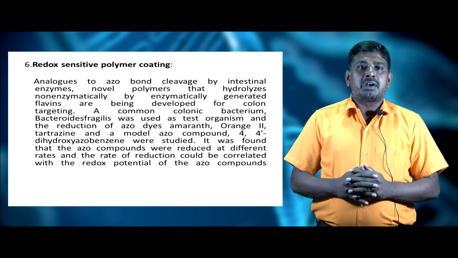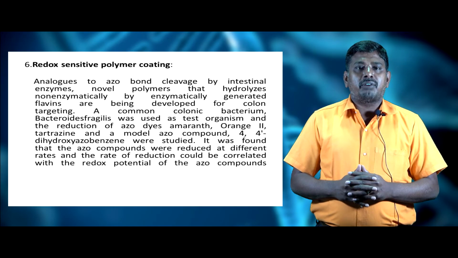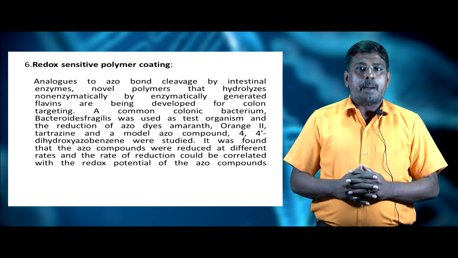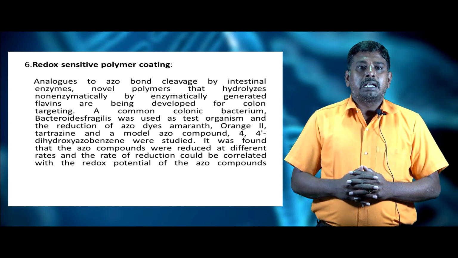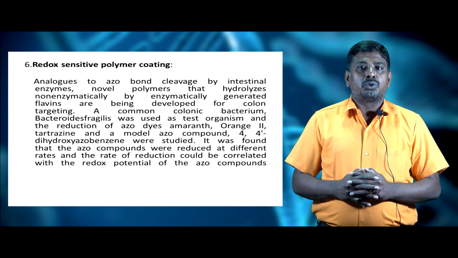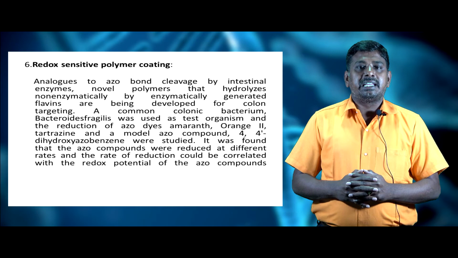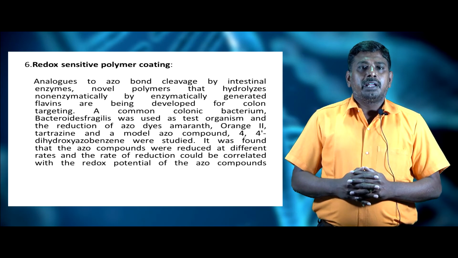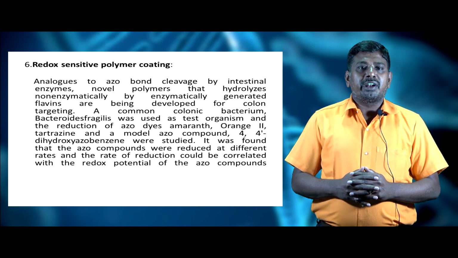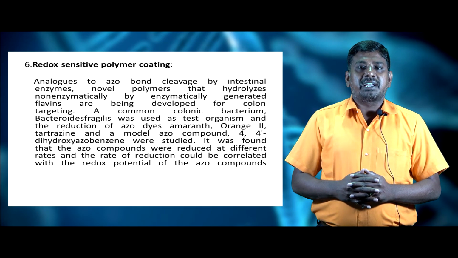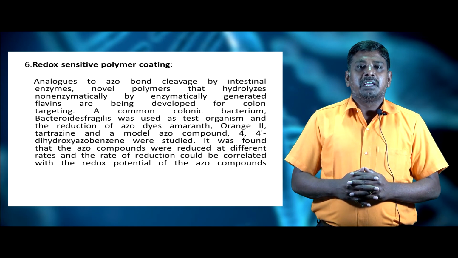A common colonic bacterium, Bacteroides fragilis, was used as a test organism, and the reduction of azo dyes like amaranth, orange 2, tartrazine and a model azo compound, 4,4'-dihydroxyazobenzene, was studied. It was found that the azo compounds were reduced at different rates, and the rate of reduction could be correlated with the redox potential of the azo compounds.